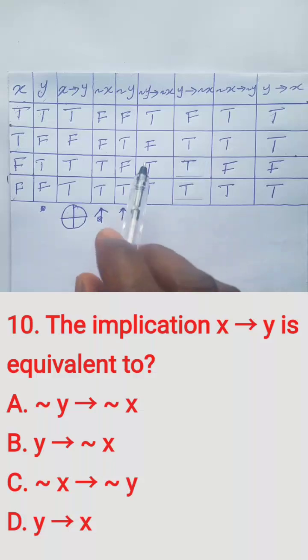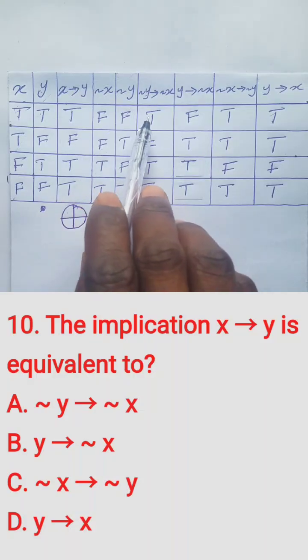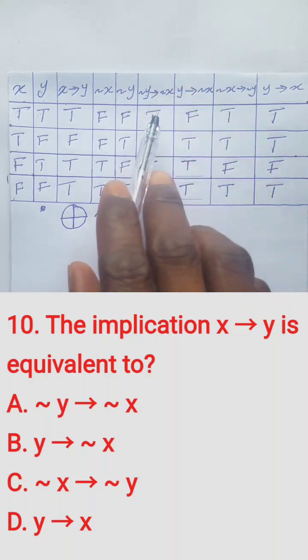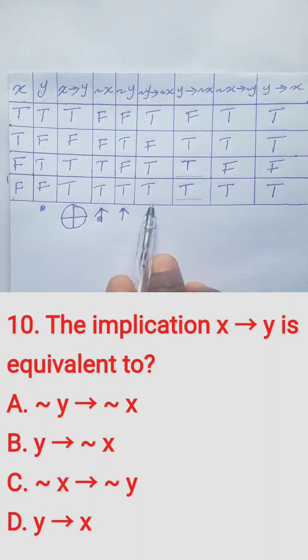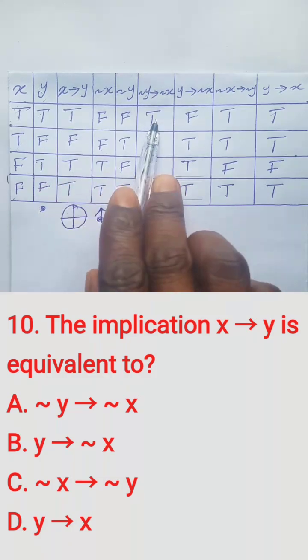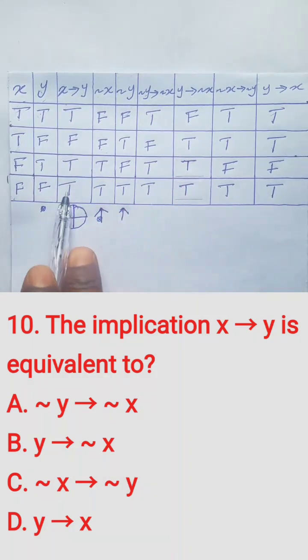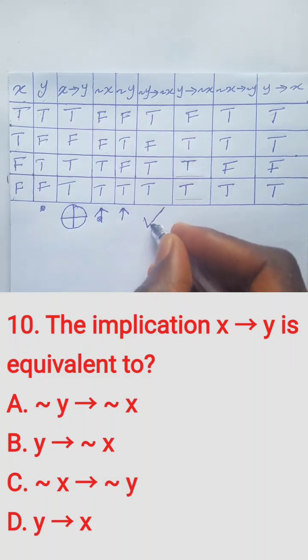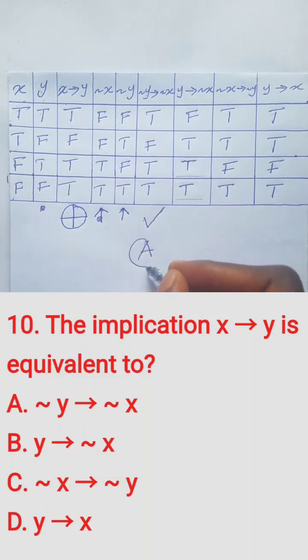A says if not y, then not x. So let's look at this and this. Do they have the same truth values? True true, false false, true true, false false. So yes, we've gotten our answer. In fact, we've gotten our answer, and our answer is A.